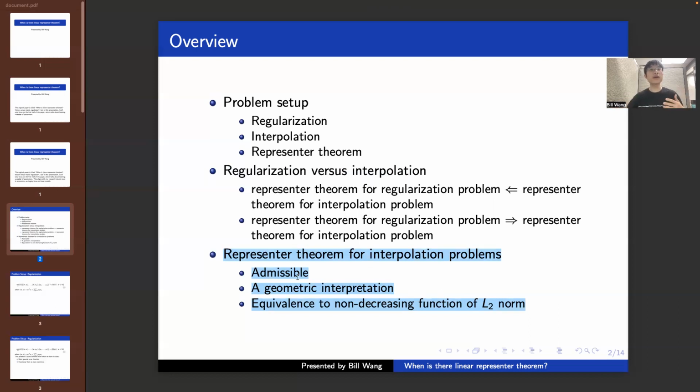In that part of the presentation, I will define what is admissible. I will give a geometric interpretation for the necessary and sufficient conditions. And eventually, I will show that the conventional sufficient conditions are actually equivalent to the necessary and sufficient conditions, or the geometric interpretation of the necessary and sufficient conditions for admissible.